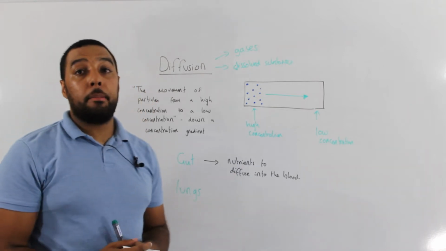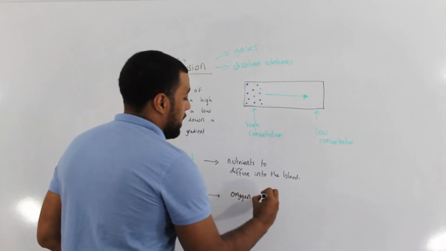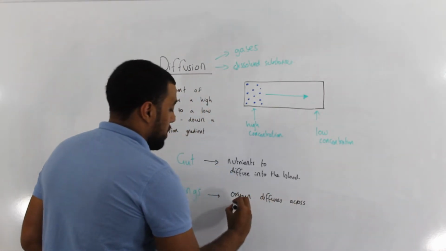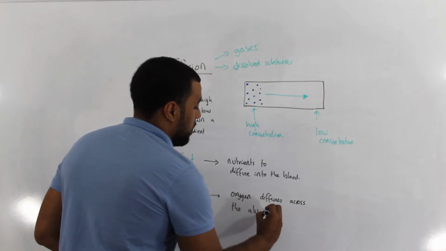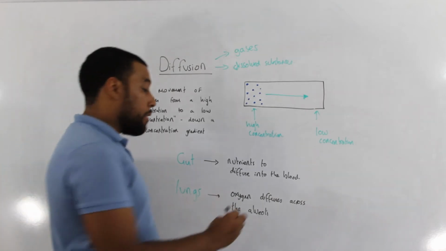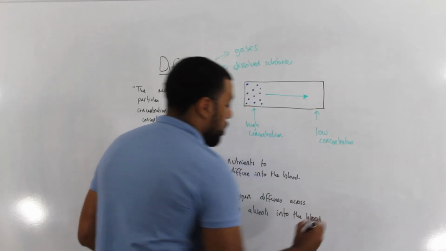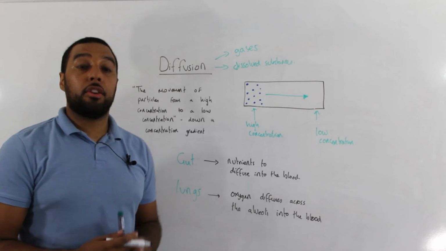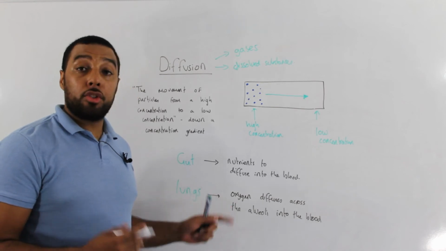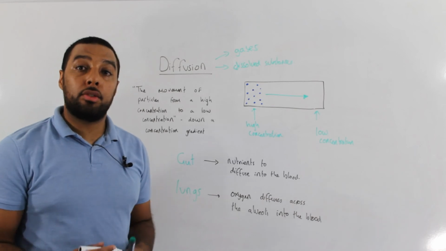We also see diffusion taking place in the lungs, where the oxygen diffuses across the alveoli, which are the air sacs in our lungs, and the oxygen diffuses across the alveoli into the blood. We have a high concentration of oxygen in our lungs when we breathe in. There is a low concentration of oxygen in our blood, so the oxygen moves by diffusion into the blood.